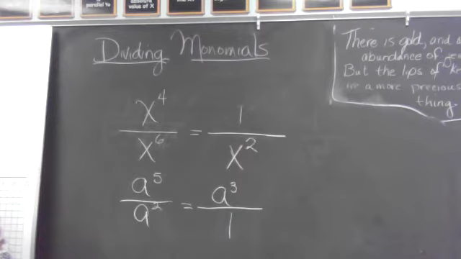So if the largest exponent is on the bottom, the answer goes on the bottom. If it's on the top, it always stays on the top. Or if you forget, you can do the negative exponent and move it. It's going to be the same answer, with that extra step. This is just a shortcut. Yes, good one.